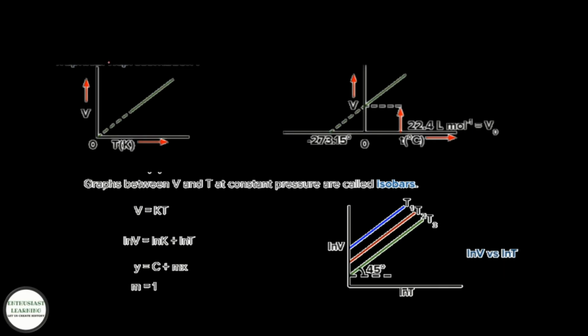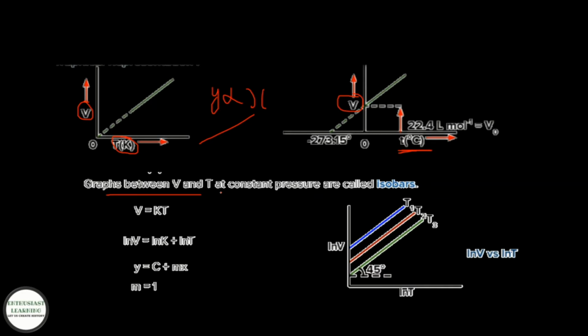Now the graphs. Here on the y-axis it is V and on the x-axis it is T in Kelvin. So here y is directly proportional to x, so there will be a straight line. In the second graph, V is on the y-axis and temperature in Celsius is on the x-axis. So there will be a straight line but a little above the origin.